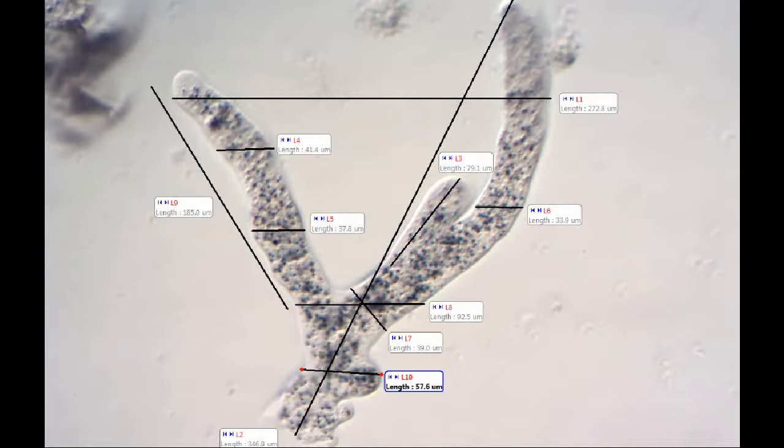Here we have some measurements of this specimen in microns or micrometers. This is best viewed at full resolution. I hope you can read it.